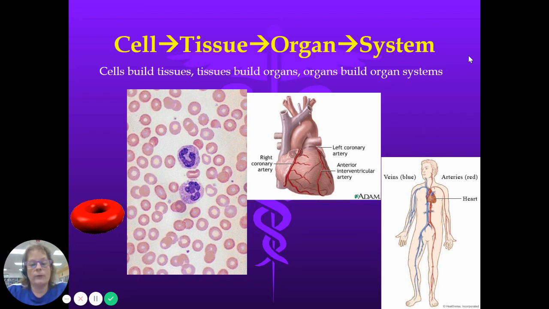In the cardiovascular system, since we're kind of in that system anyway, talking about blood, your heart, of course, is an organ. And if you put the heart and the blood vessels together, you get the organ system.